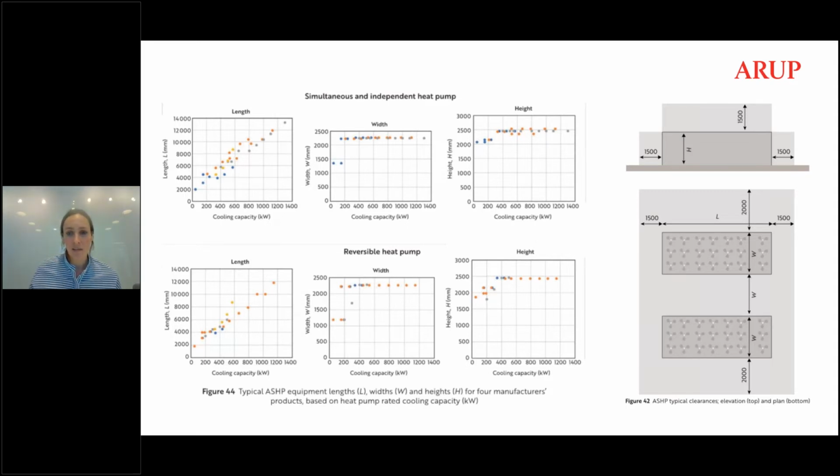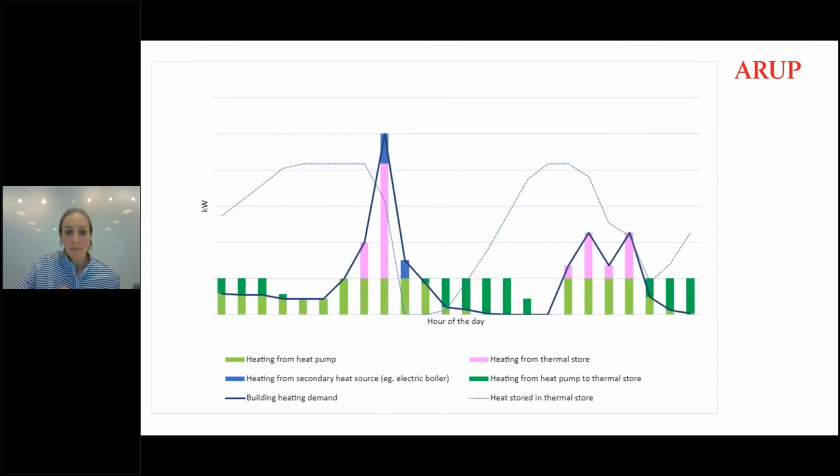So to try and give designers a rule of thumb that wasn't really present in other documentation, we contacted a lot of manufacturers and tried to produce some graphs that show, for different types of air source heat pumps, what the dimensions might be for different heating and cooling capacities, and what clearance is required for airflow and access and maintenance. So hopefully this gives designers a good rule of thumb for space planning early in the design stage. Another thing that is often a sizing and spatial consideration is the use of thermal storage.